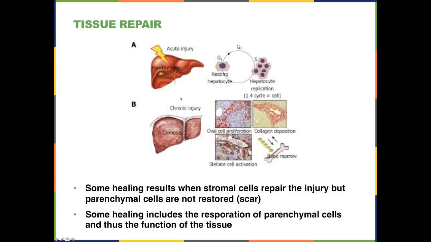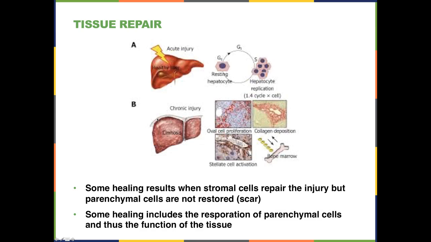So, for example, some healing results when the stromal cells repair. They can repair, but the parenchymal cells cannot repair. And in that case, you end up with a non-functioning scar. Other healing occurs when the parenchymal cells themselves can restore, and the function of the tissue is thus restored.